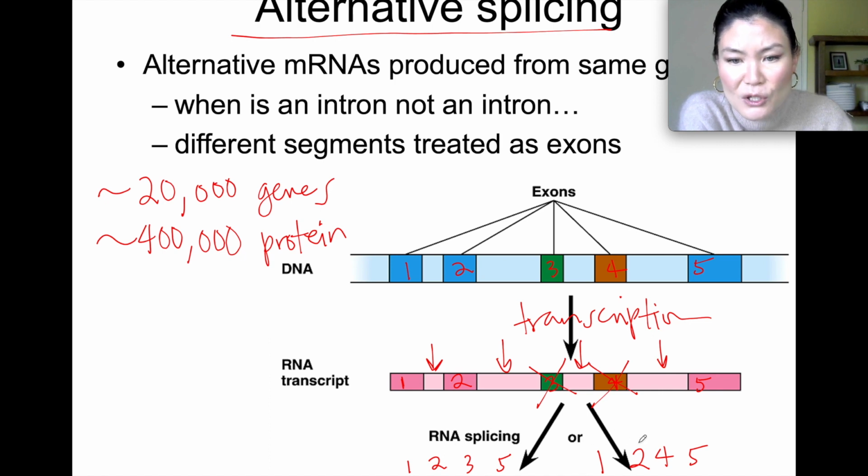So you end up with 2 different mRNAs. You see here? You end up with 2 different mRNAs. That's called alternative splicing.